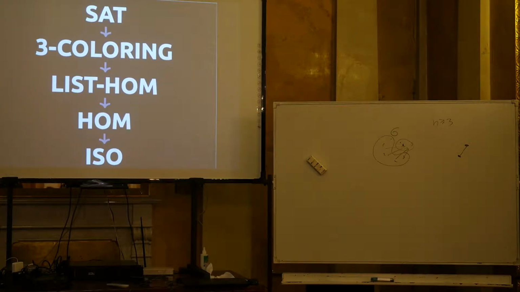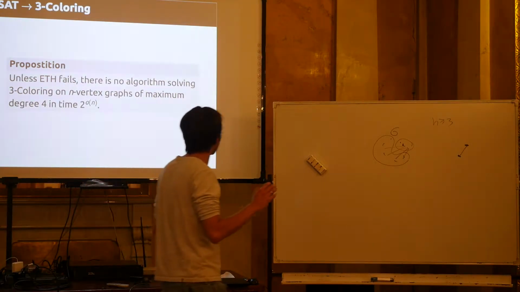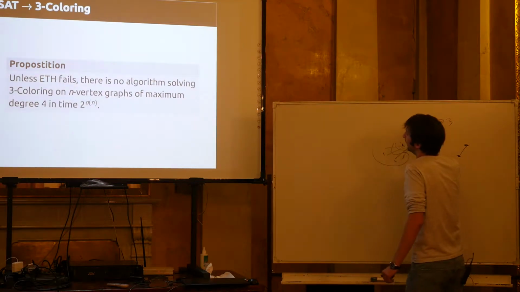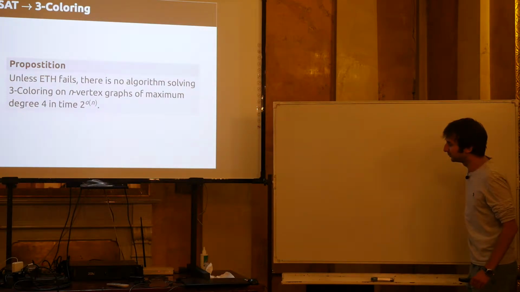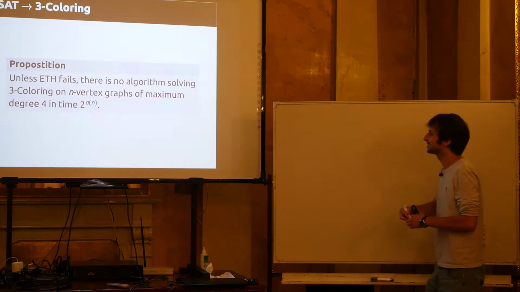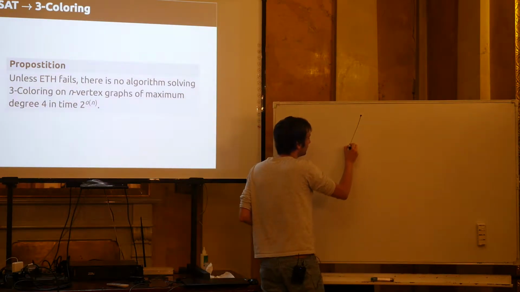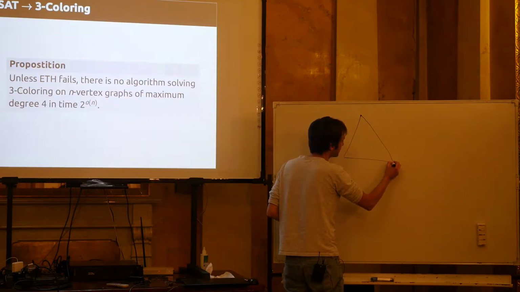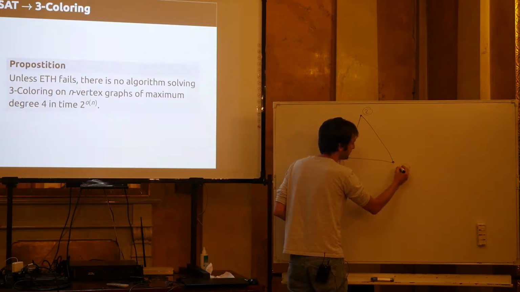Okay, so let's start with this reduction, SAT to 3-coloring. Yesterday in the problem solving session, we proved that under the ETH assumption, 3-coloring on n-vertex graphs of average degree 4 requires time exponential in n. But we actually need maximum degree, which I didn't realize yesterday, and we will quickly fix it. So yesterday we proved that for average degree, it does require exponential time. Now let's reduce it to the maximum degree.